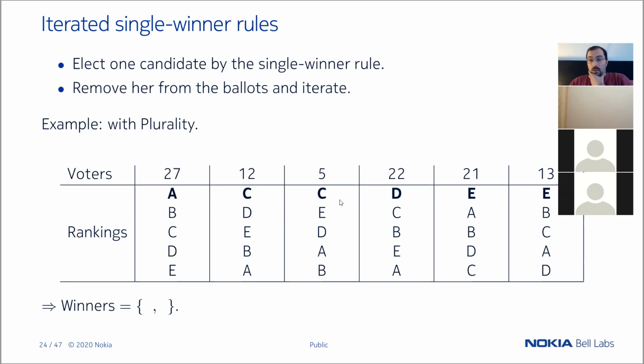So if I do that with a plurality, for example, these guys vote for A, these guys vote for C, and so on and so on. So the candidate with most votes is E with 34 ballots. So E is going to be elected, and we remove candidate E from all the ballots. Then I guess that candidate A has 48 votes, and I think that's the maximum. So candidate A will be elected.